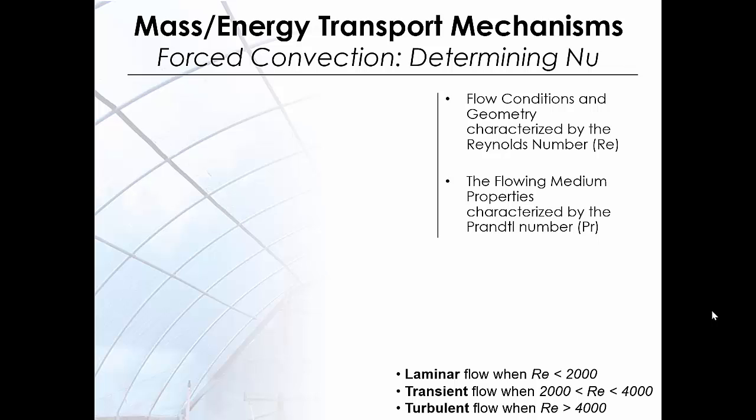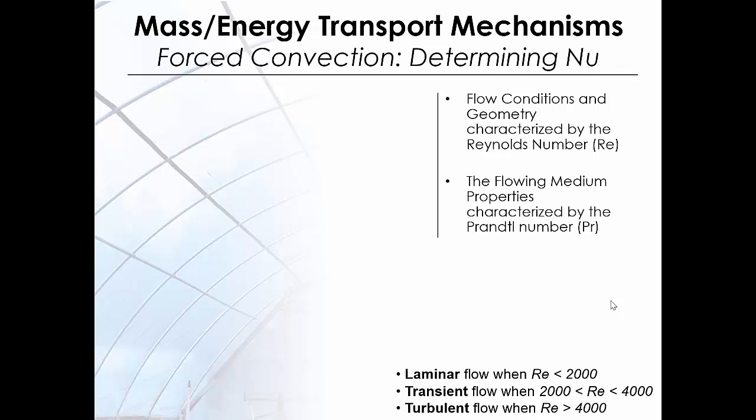We can use the Reynolds number to indicate if the flow is laminar, transient, or turbulent. As you can see, for the ranges of Reynolds numbers, for instance, Reynolds numbers less than 2000 define a laminar flow, or a Reynolds number between 2000 and 4000 determines a transient flow. In the case of turbulent flow, Reynolds numbers are higher than 4000.